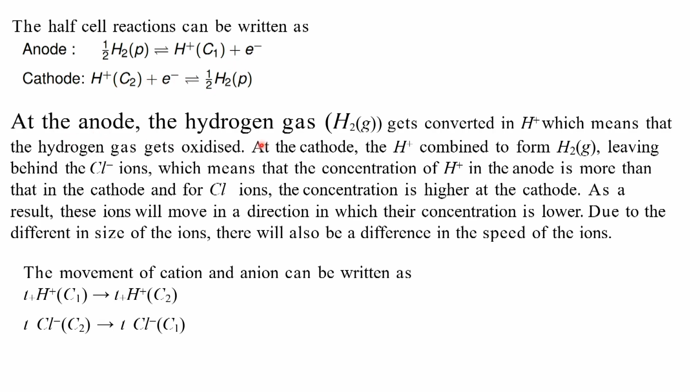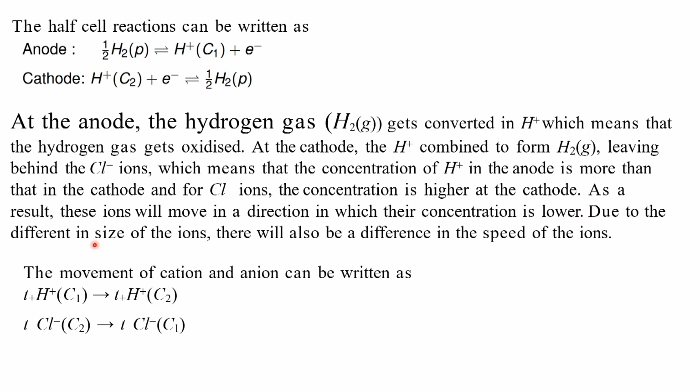So at the anode, the hydrogen gas gets converted into H plus, which means that the hydrogen gas gets oxidized. At the cathode, the H plus combine to form H2, leaving behind the Cl minus ion, which means that the concentration of H plus in the anode is more than that in the cathode. And for Cl minus, the concentration is higher at the cathode. As a result, these ions will move in a direction in which their concentration is lower.